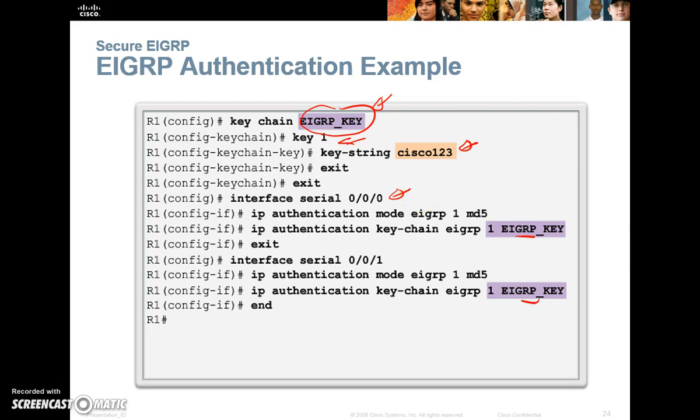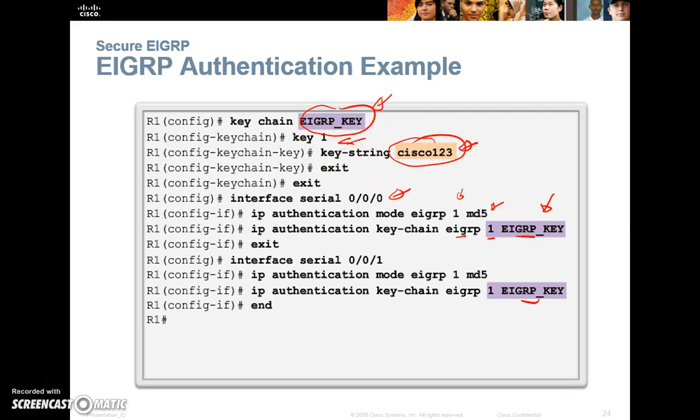Then you exit from the keychain and go into the interface where you want to enable authentication. Then you run the command ip authentication mode eigrp, the AS number, which is AS 1, followed by md5. That means we'll use MD5 for authentication. Then ip authentication key-chain eigrp 1, and then EIGRP-key, which is the name you specified here. This tells the interface to use the key inside this keychain for authentication.